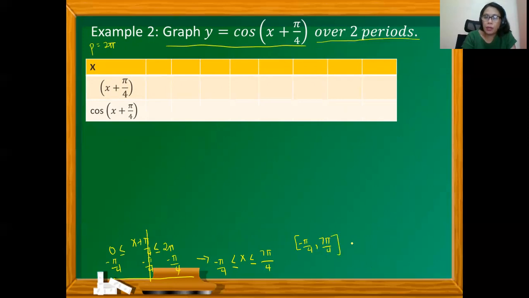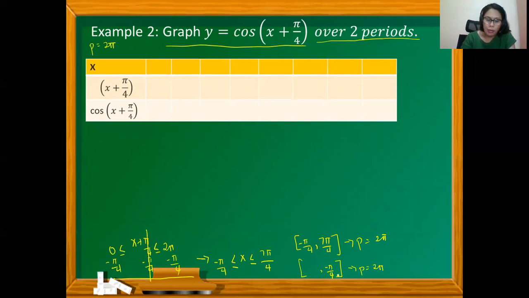Now, take note that the period will remain equal to 2 pi. How are we going to know? You subtract the lower boundary from the upper boundary, and that gives us 2 pi. And again, as with the first example, we want to extend the graph over 2 periods, extending to the left. So we'll have negative pi over 4 as the upper boundary of the first interval. And again, we know that the period here is 2 pi. To obtain the lower boundary, 7 pi over 4 minus 2 pi gives us the lower boundary. Okay?